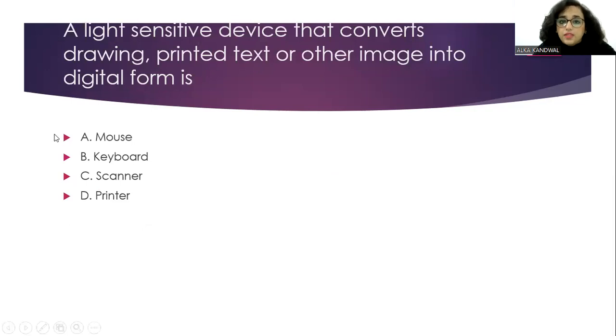A light sensitive device that converts the digital printed text or the other image into digital form. Obviously that has to be the scanner that converts कोई भी text को एक digital form में convert करना होता है. Means we are scanning whenever we are having a hard copy or drawing and we want to keep it in our phone or in the laptop, so we need to scan it. So scanner is the input device, and always remember scanner is the input device. So yes, the answer to this is scanner.